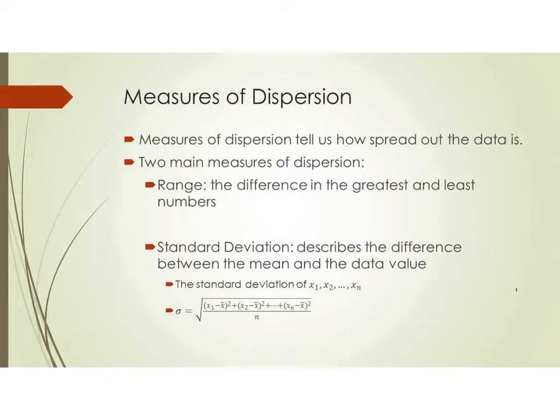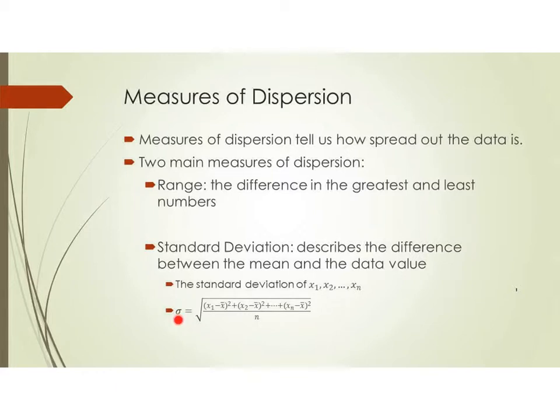And the standard deviation describes the difference between the mean and the data values. So how far is the average from the rest of the data? So to do your standard deviation, you're going to have all of your data points. So, your first data point, your second data point, all the way to your last data point. And you're going to plug it into this equation. And so you need to make sure to have this equation written down.